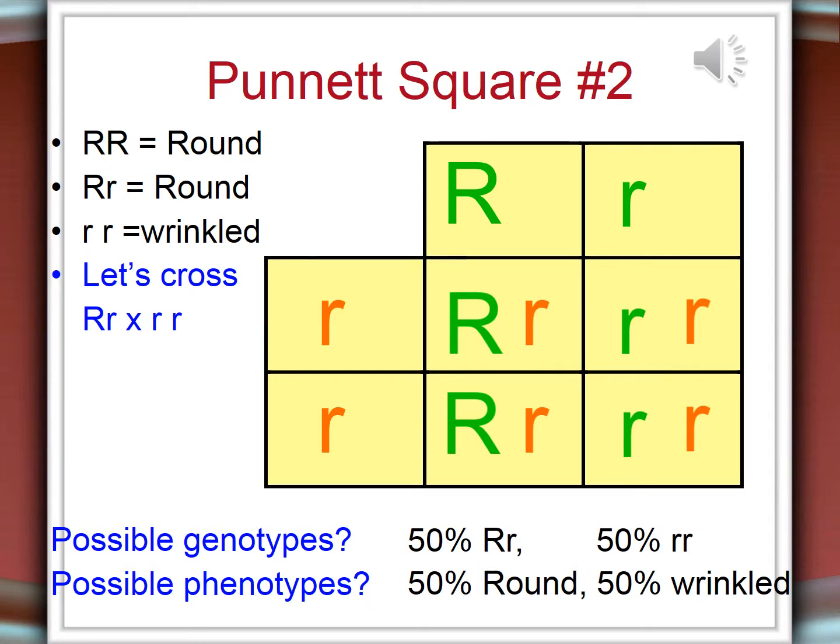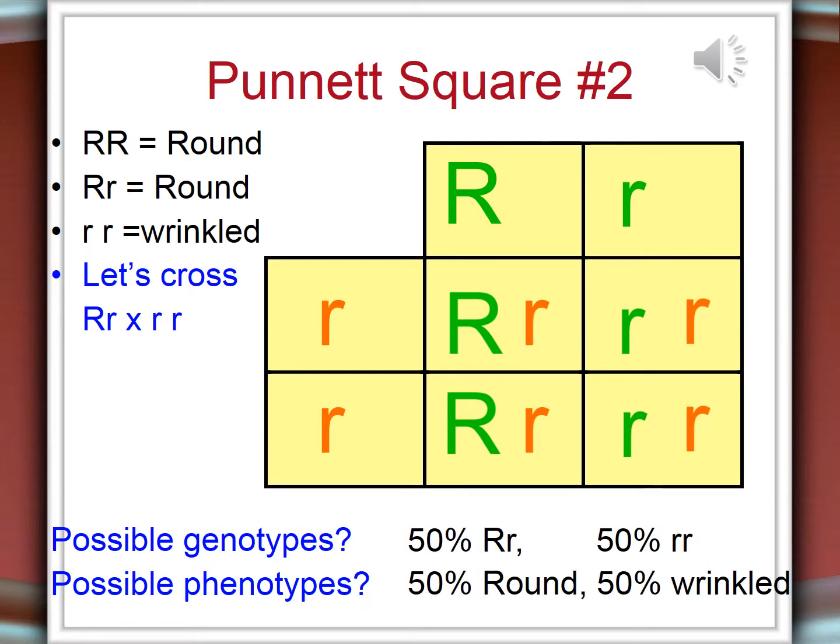So the first set of boxes, as you can see here, the first column of boxes from the result of that cross, all carry a dominant. So we've got 50% heterozygous and 50% homozygous recessive. What phenotypes does this give you? You have a 50% chance of making an offspring that is round. If you do this cross, you have a 50% chance of having offspring that is wrinkled.